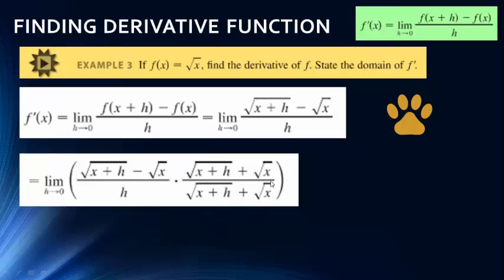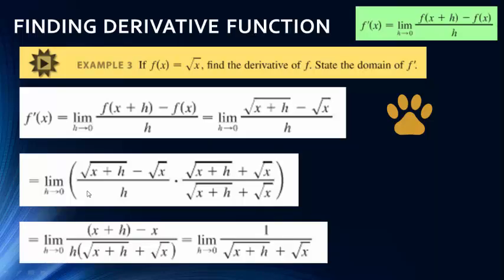And notice we can do that because what we're multiplying by is actually a factor of 1. Because anything divided by itself is 1, and 1 times anything doesn't change the value of that thing. So when I do that, the numerator becomes the square of the first term, which is x plus h, minus the square of the second term, the square root of x squared is x, all over h times the square root of x plus h plus square root of x.